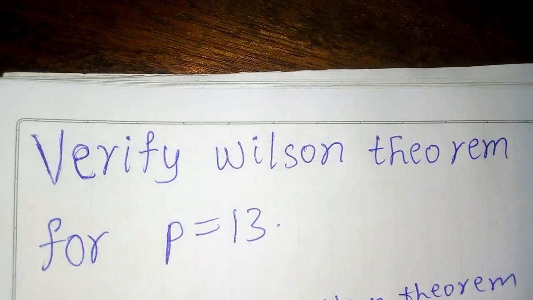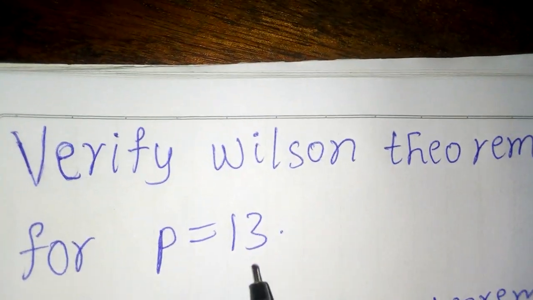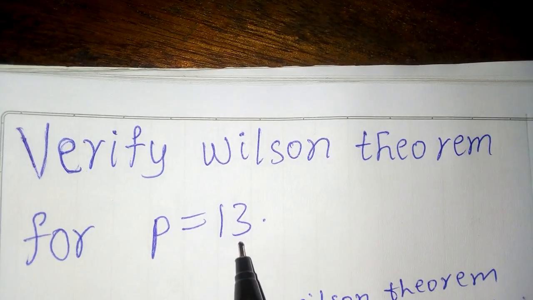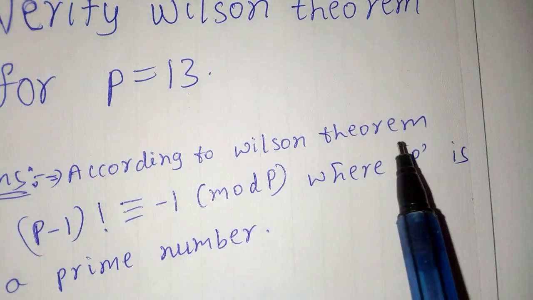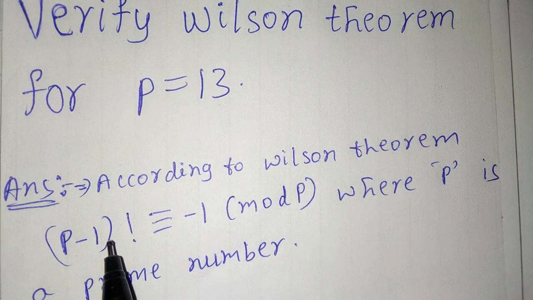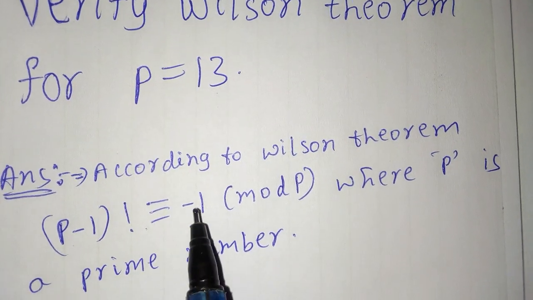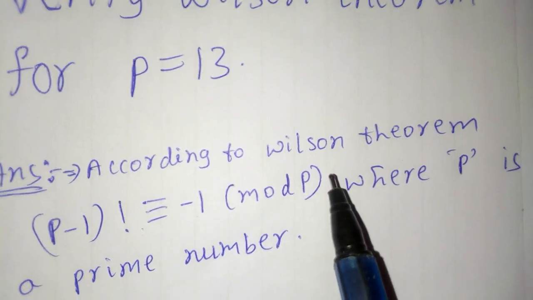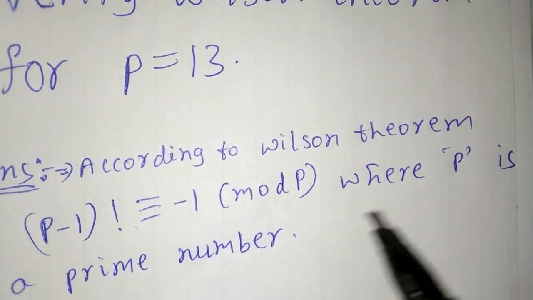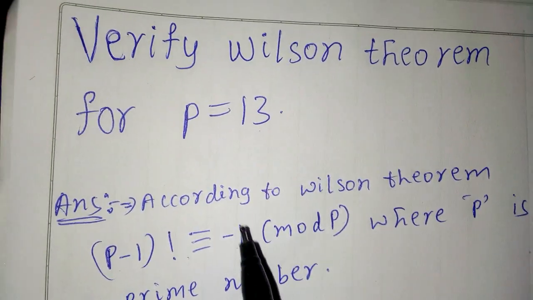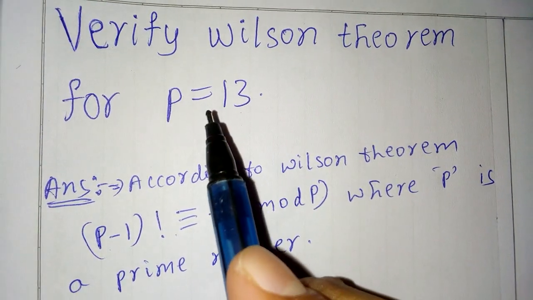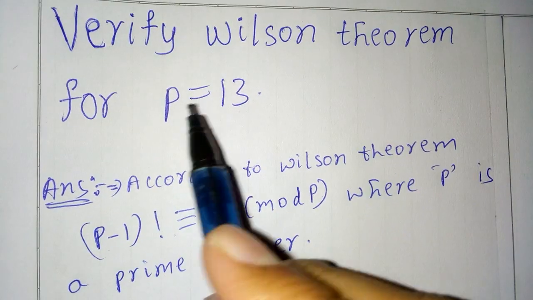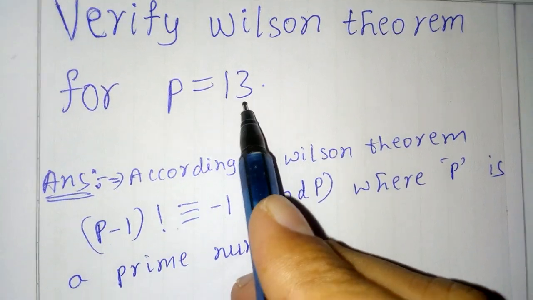Verify Wilson theorem for p is equal to 13. Now, according to Wilson theorem, (p minus 1) factorial and minus 1 are congruent mod p, where p is any prime number. Here they ask us to verify Wilson theorem for p is equal to 13.